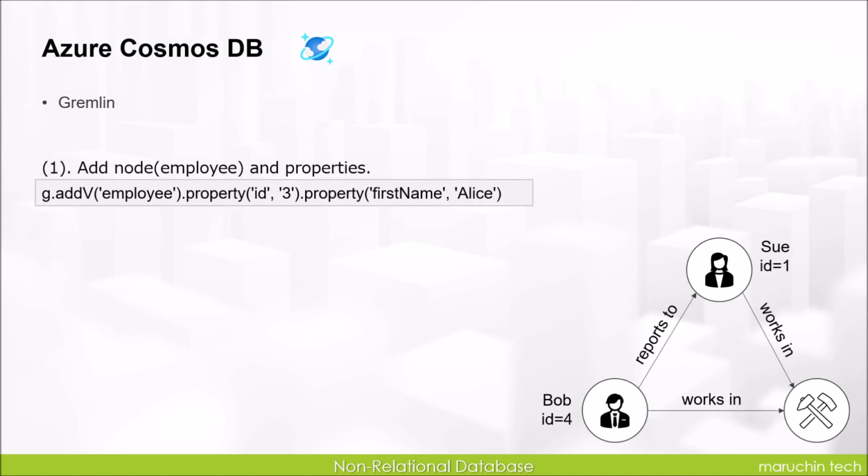And here is a sample of the Gremlin API. First, add an employee node and add properties. The properties include the employee ID and first name. And here, add an employee named Alice with the employee ID 3. The query g.addV adds the node. And similarly, you can perform operations such as deleting or updating a node.